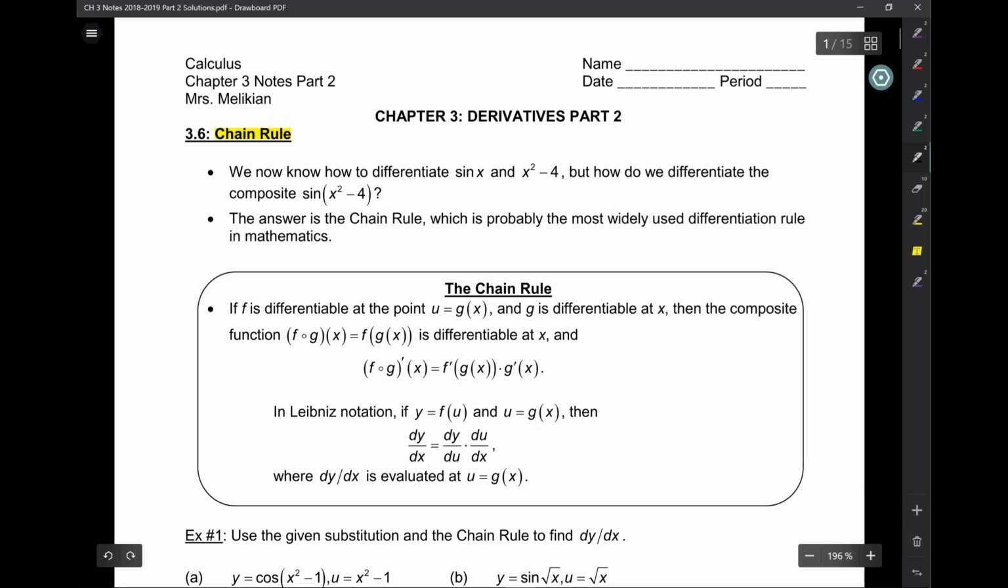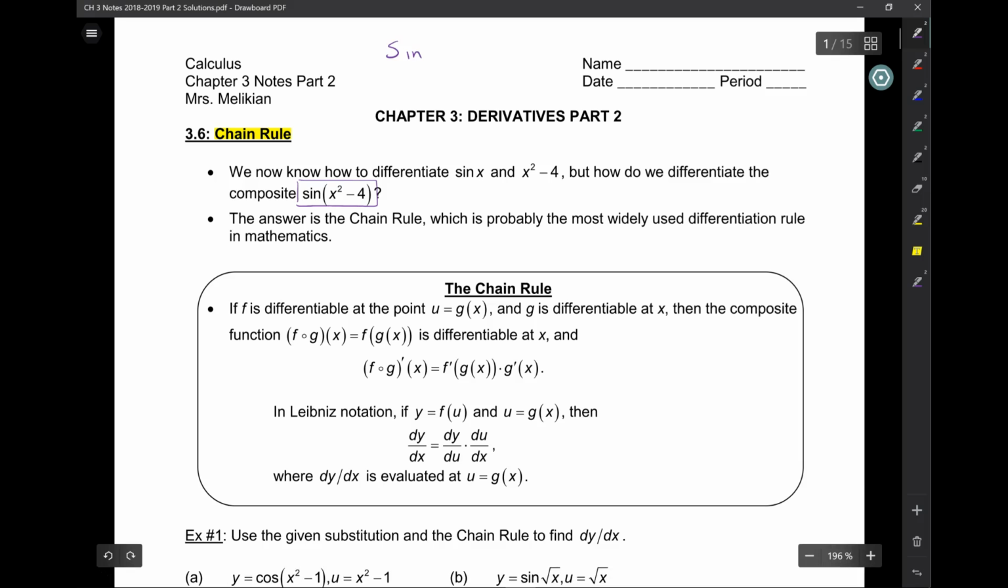So if I have sine of x separately, and if I have x squared minus 4 separately, I know how to take the derivatives of those two. But how about if we combine those two? How about if I now have sine of x squared minus 4? Can I take the derivative of that? So do you see what happened here?